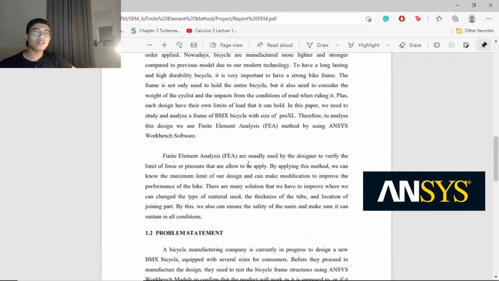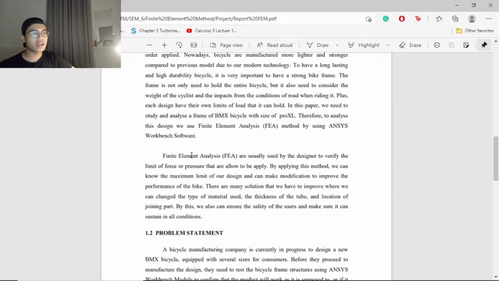What is FEA? FEA stands for finite element analysis. This is usually a method used by designers to verify the limit of force or pressure that is allowed to be applied. By applying this method, we can know the maximum limit of our design or the minimum limit of our design and can make modification or improvement for the performance of the bike. So, by this, we can ensure the safety of the users and make sure the frame or the body can sustain in all conditions.